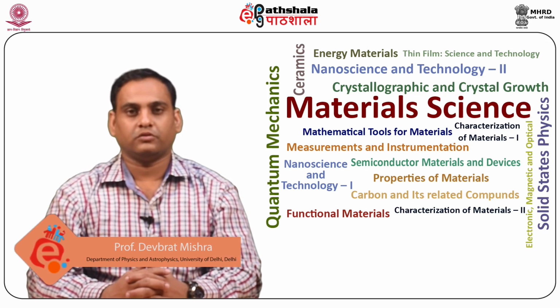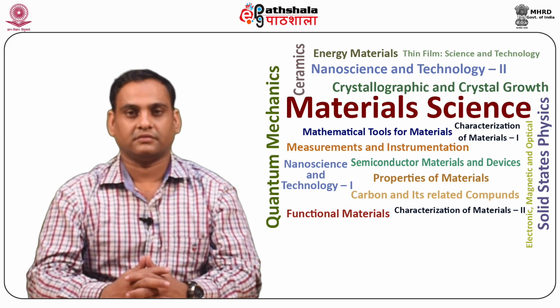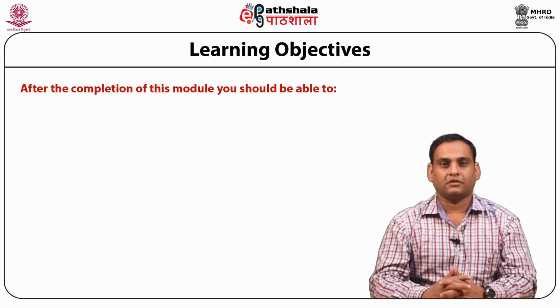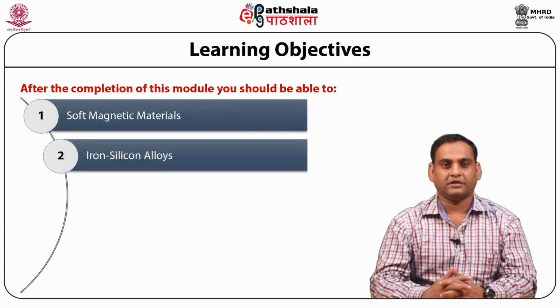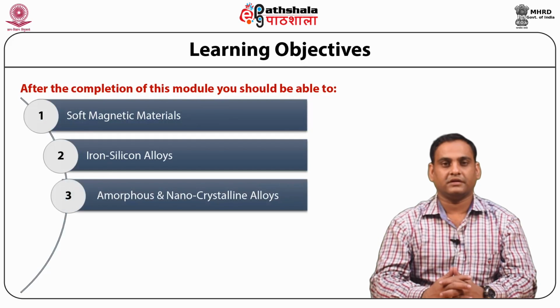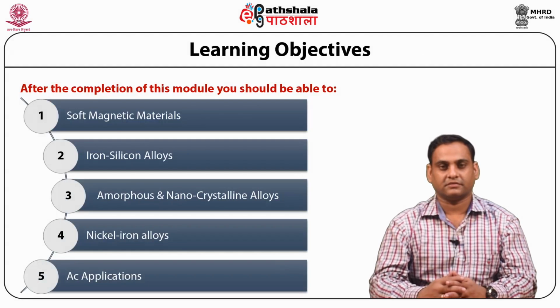Today we are going to talk on the module Electronic, Magnetic and Optical Properties of Materials, under the paper Magnetic Properties, Lecture 7. After the completion of this module, you should be able to understand soft magnetic materials, iron silicon alloys, amorphous and nanocrystalline alloys, nickel iron alloys, and AC applications.